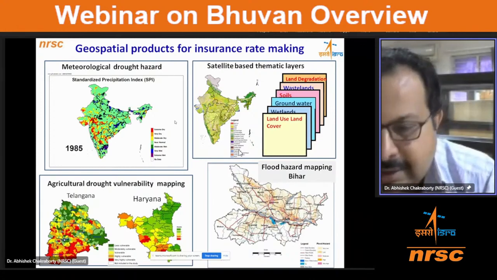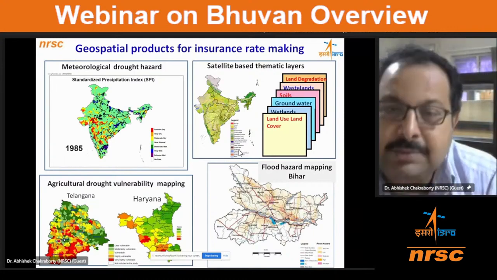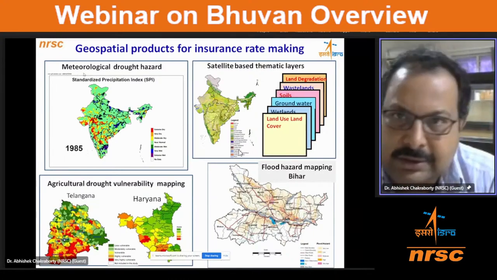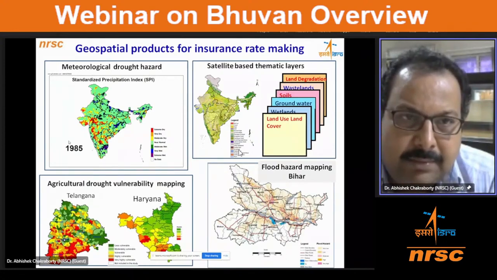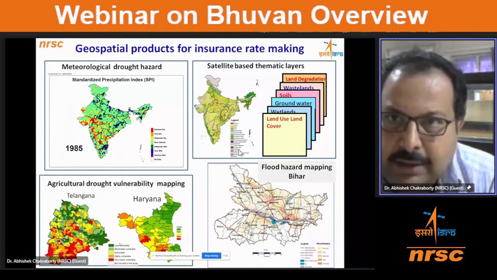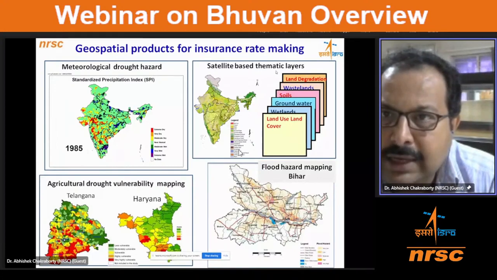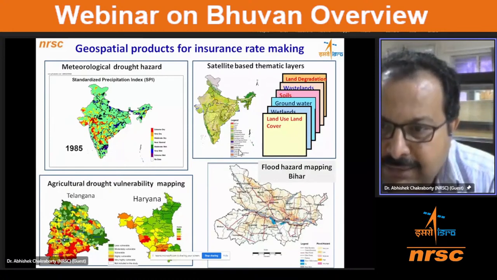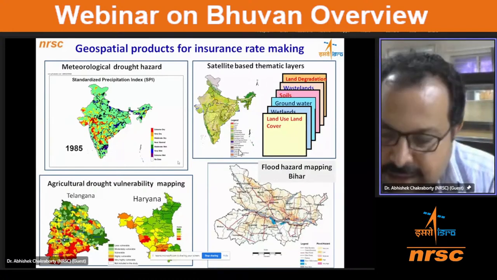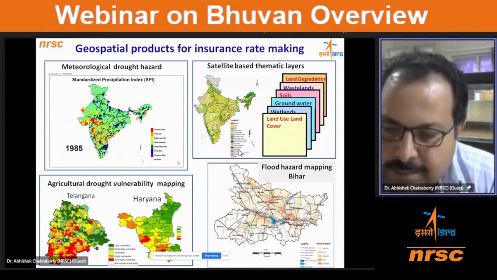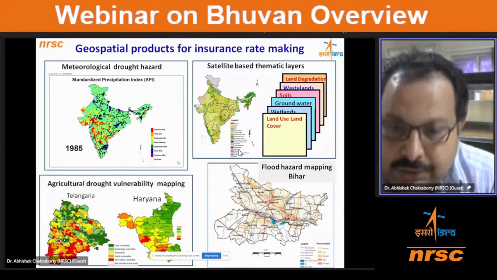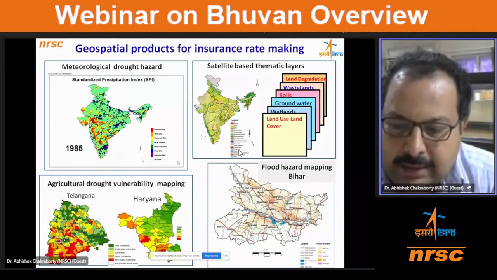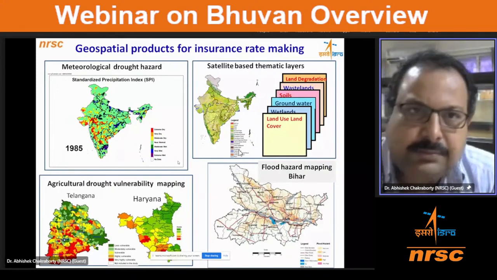How high, how much is the risk, can be objectively assessed using long-term databases of meteorological data. For example, meteorological drought hazards from long-term rainfall data. And what is the vulnerability to drought? What are the different land use, land cover, or thematic layers? And flood hazard mapping. All these things fuse together to get, for a particular area, how much risk it is bearing for an insurer. And it helps in fixing their premium.